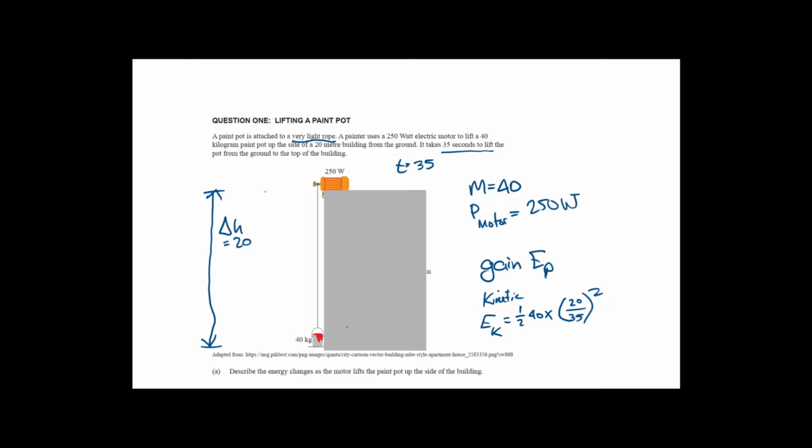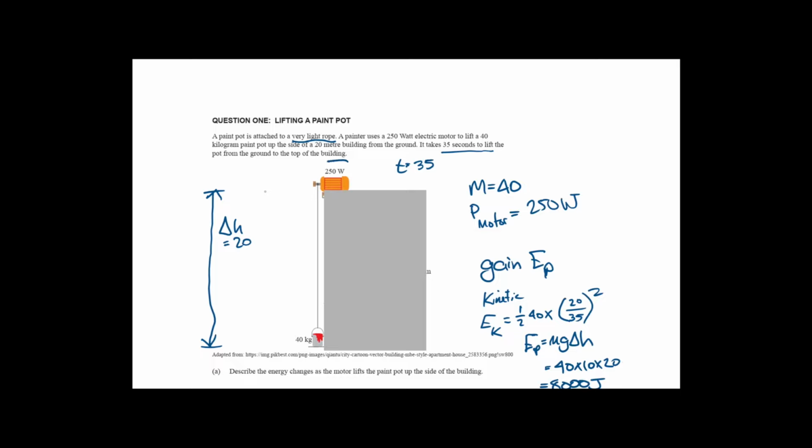That's the paint pot, and the potential energy at the top is going to be mg, change in height. So that's going to be 40 times 10, which is given, times 20. So that's going to be 8,000 joules at the top.